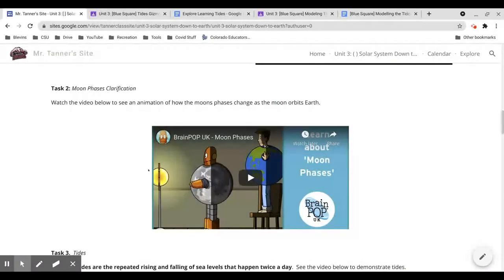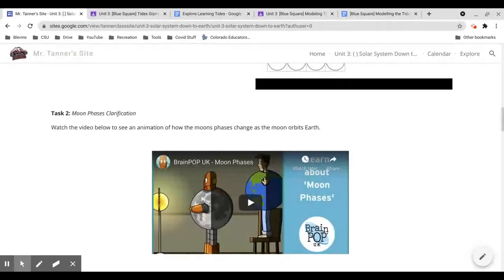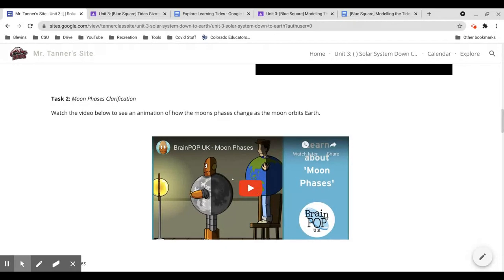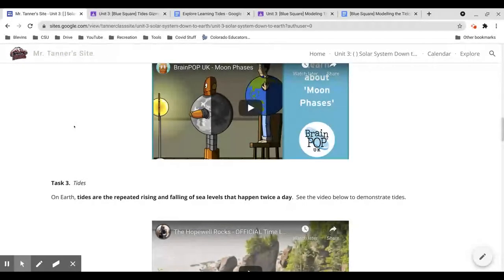Task 2 is just a clarification, because as good as both of these videos are, they talk about the phases of the moon, but they don't really show you where the moon is in relation to the sun and earth during each phase. And this Brain Pop video does. So this video will help to show you, when it's a full moon, where is the moon in relation to the earth and the sun? When it's a waxing gibbous moon, where is the moon in relation to the earth and the sun? So that's a really good video to watch to help actually model where the moon, sun, and earth are during the different phases of the moon.